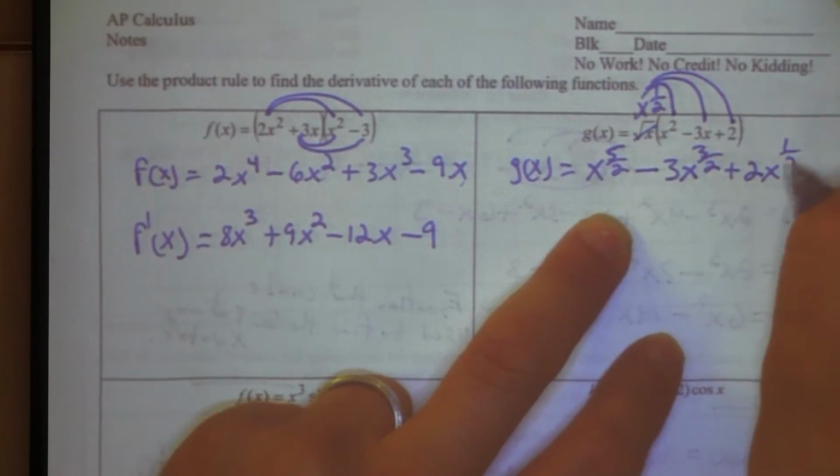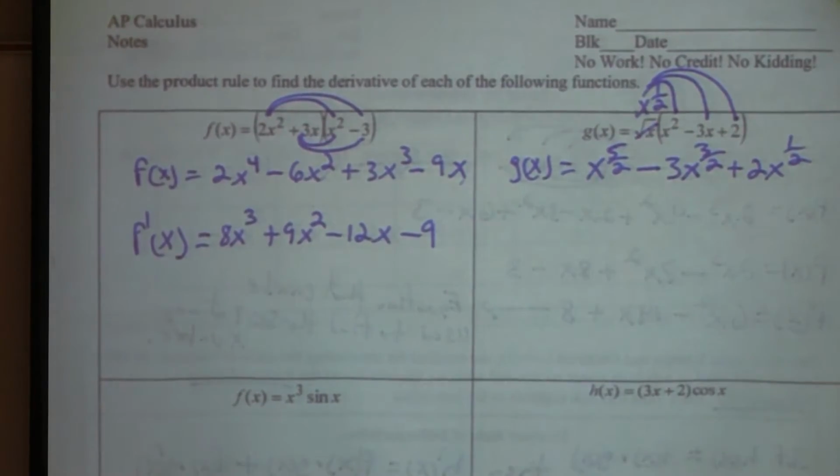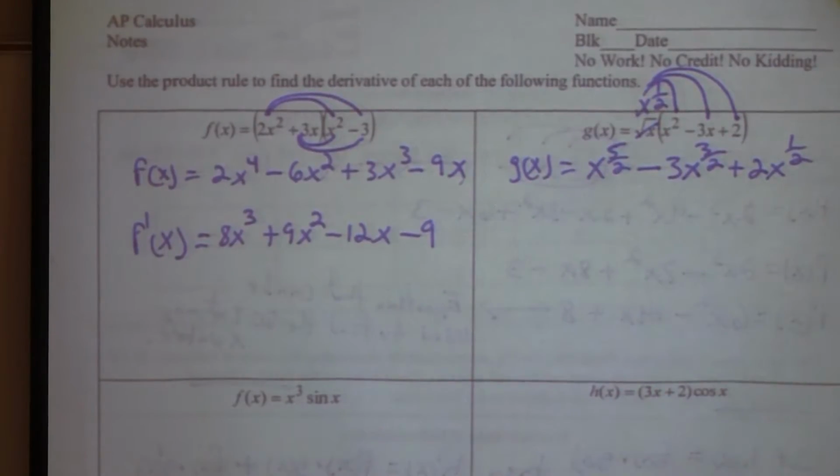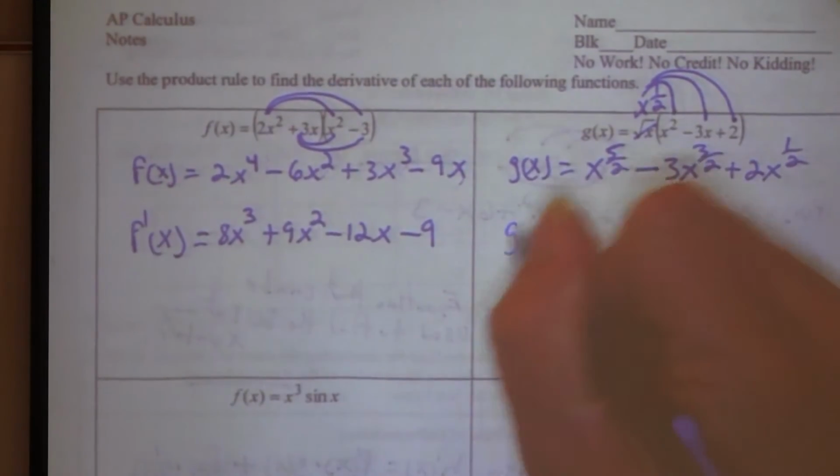Next to the half, right? We're adding 2 and a half, so 2 and a half is 5 over 2, right? We good? All right, let's find the derivative.